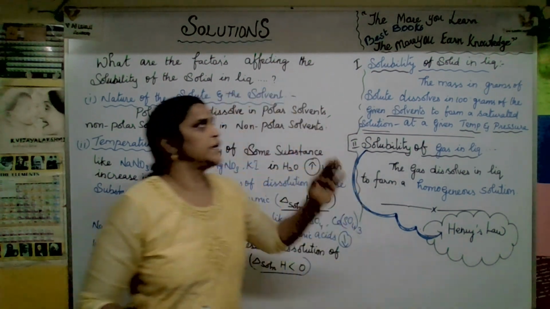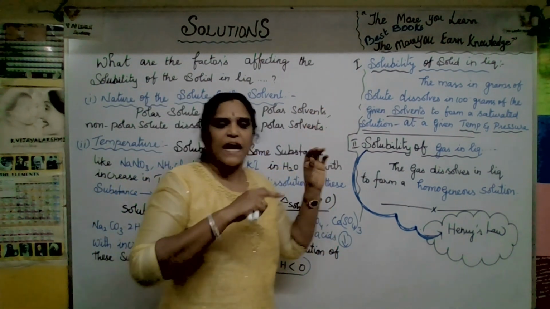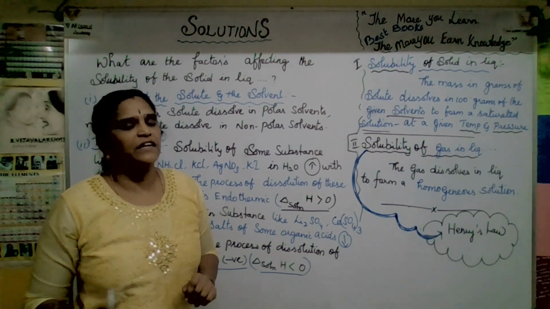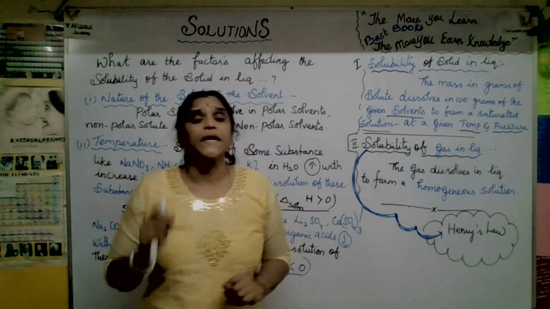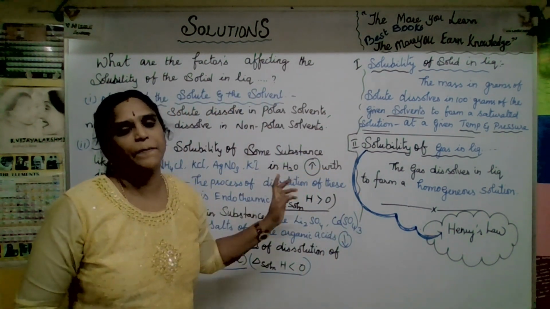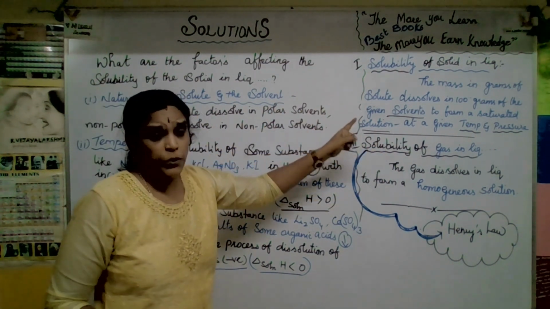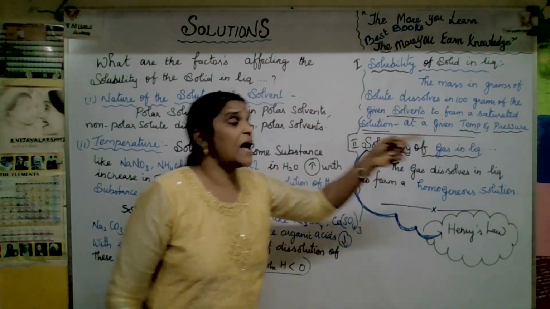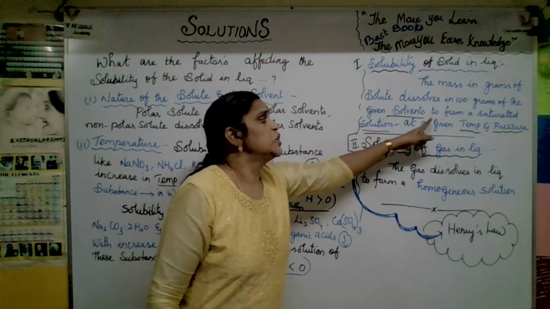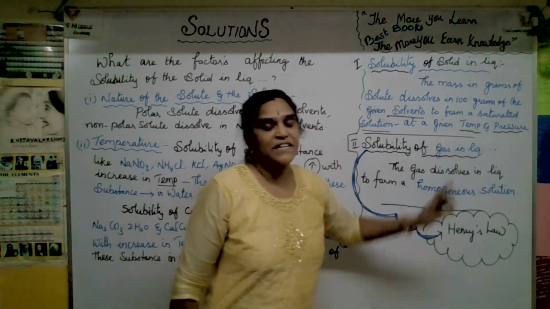Now come to this point, solubility of a solid in liquid. These are all important points that I have written on the board, so please take a screenshot or note down the hints, that will be helpful. These are memory based questions, where they may ask you to choose the correct answer. Now, the mass in grams of solute that dissolves in 100 grams of the solvent to form a saturated solution. That is the measuring way. Note the point, it is a saturated solution at a given temperature and pressure.